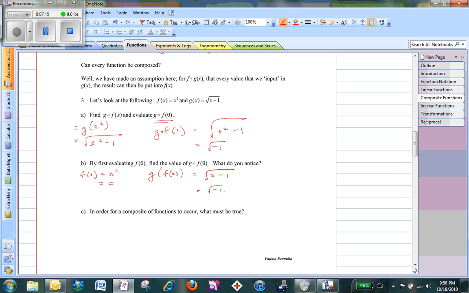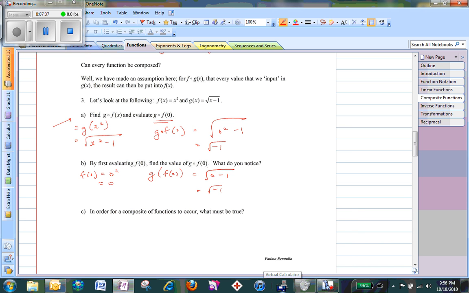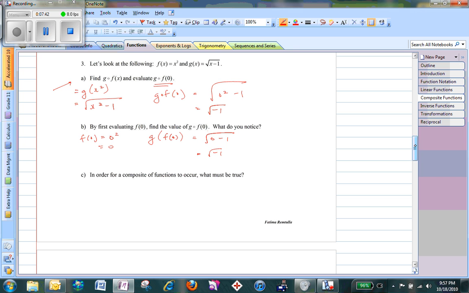Notice that I did the same thing two different ways. One way, in A, I found g of f of x, and then I subbed in 0. And the second way was I found f at 0 and subbed that into the g function. Notice the answer is the same. Well, what has to be true in order for a composite function to occur? Well, I don't know if you noticed or you cared to stop and think for a second, but this is a parabola. The domain of this parabola is x is an element of real numbers.